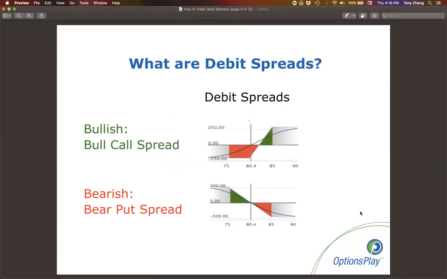We're going to kick this off by explaining what a debit spread is, for those of you that are brand new. Debit spreads are basically two-leg strategies, so they're a complex option strategy that allows you to take either a bullish or bearish view on an underlying stock or ETF. A bullish view is what we call a bull call spread or a long call vertical, and the bearish trade that you can make is a bear put spread or a long put vertical. So those are the two strategies that you can deploy if you're bullish or bearish using debit spreads.